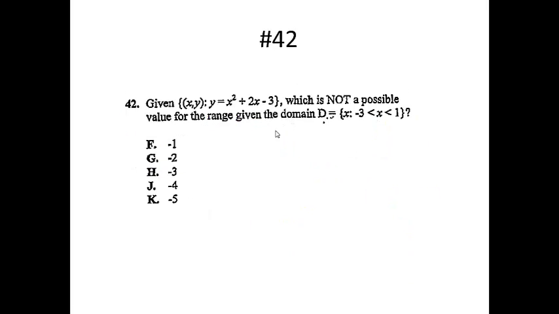Right, 42. Given that y equals x squared plus 2x minus 3, which is not a possible value for the range, given the domain is between -3 and 1. So the range would be y values. So it's asking me what y values will I not get for this figure. All right, well, first of all, if I'm not sure about domain and range, I would like a picture of this function.